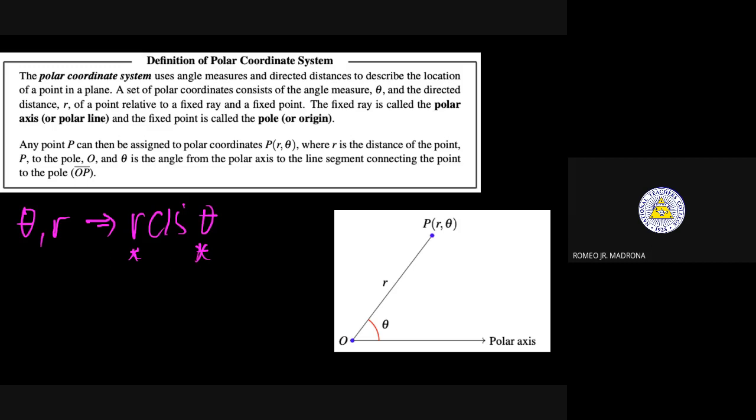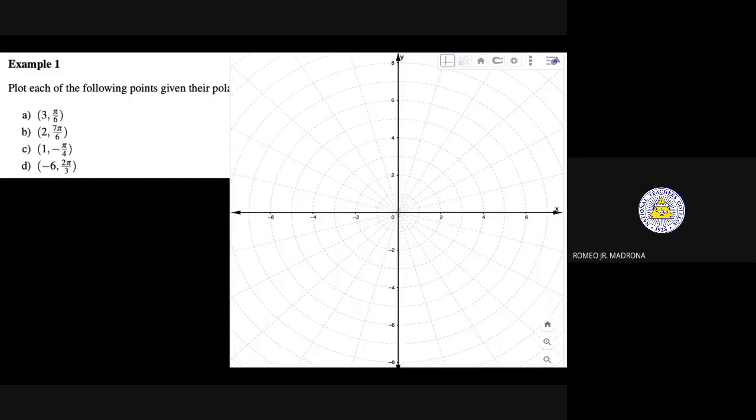So, what are the parts? We have the polar axis, we have the argument, the modulus, and the point, the complex point. Di ba? And this is the pole. And how do we plot the points? Ganito lang. Madali lang siya. So, let's have a quicker way to do this. So, letter A, 3, pi over 6.